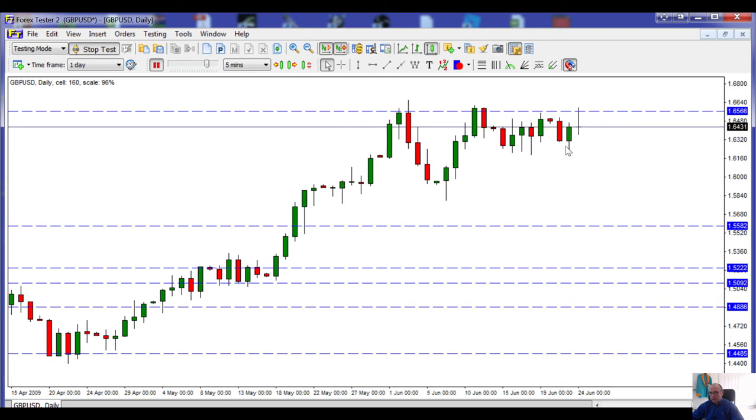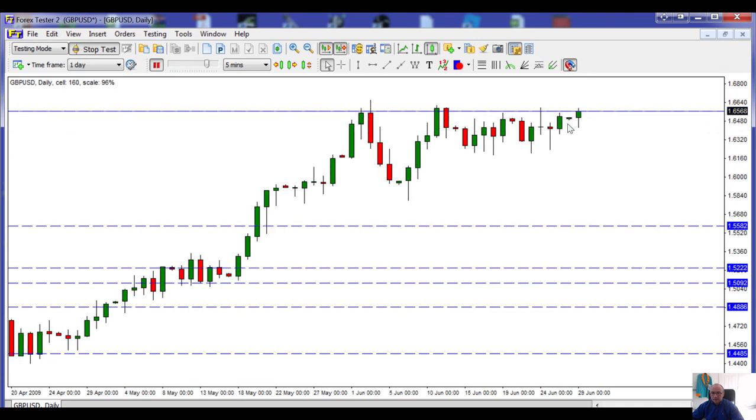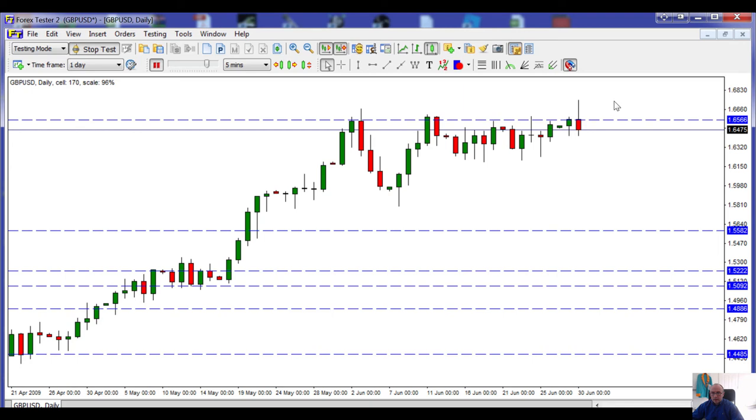Get a pierce through there on this small wicked candle, too small to take. But this one looks okay. This one looks like a good pin bar entry. So this is the pin bar. We pierced through resistance, closed back lower.